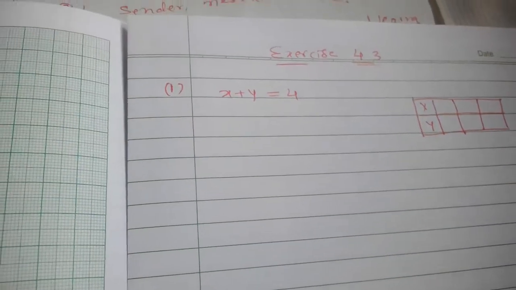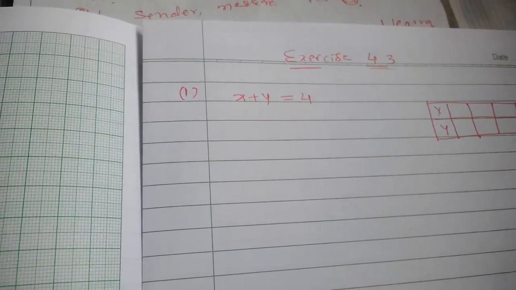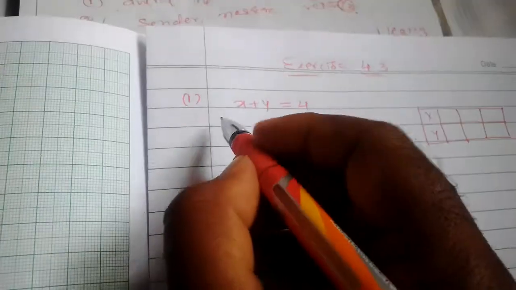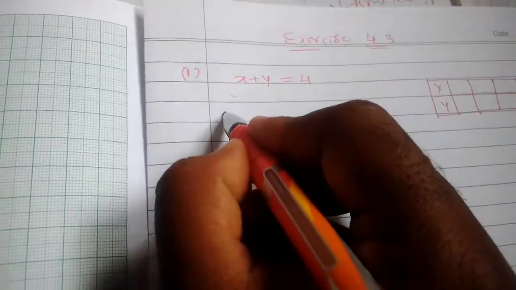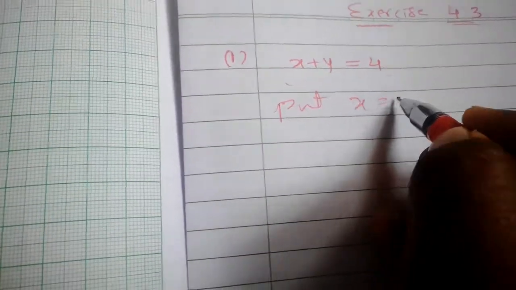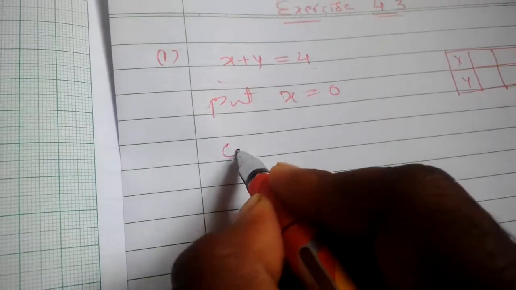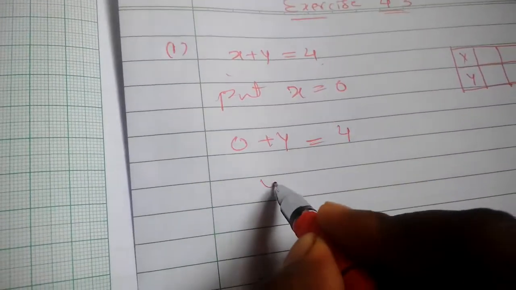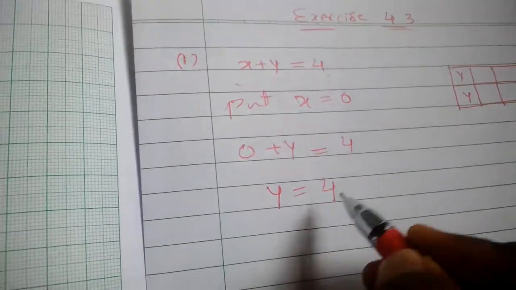Today in this class we will draw the graph of the linear equation in two variables. First one: x plus y equal to 4. Put x equal to 0. 0 plus y is equal to 4. Automatically y equal to 4.